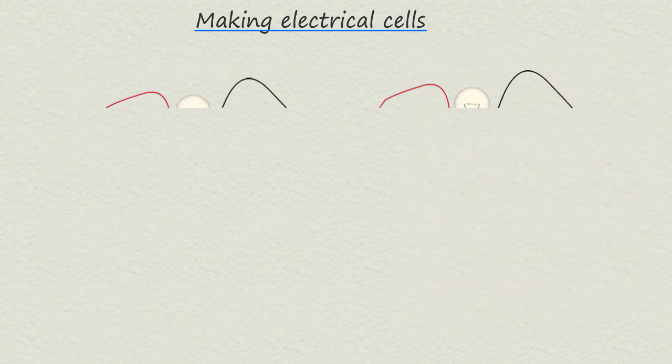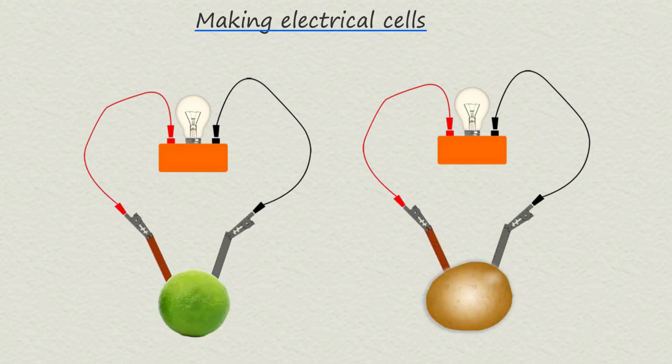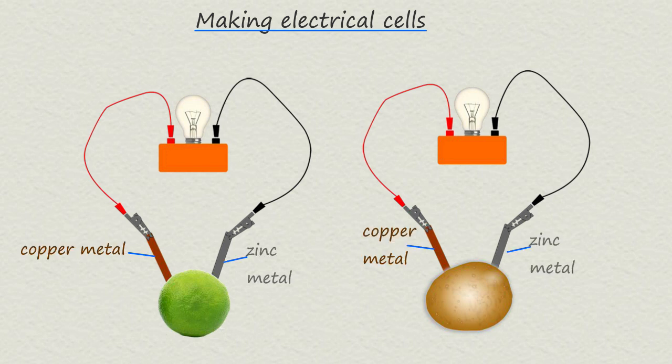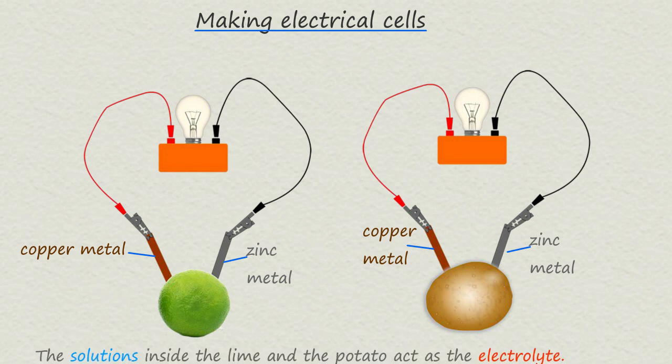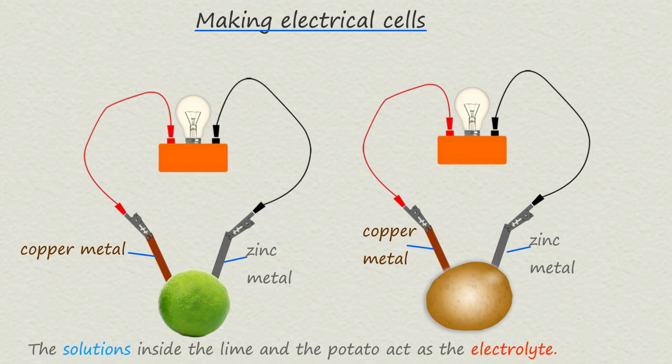Perhaps the first electrical cell you ever made was using a piece of fruit, such as a lemon, orange or a lime. You may even have used a potato to make one of these simple electrical cells. All you have to do is stick 2 different strips of different metals into the fruits, and here the solutions inside the fruits will act as the electrolyte.